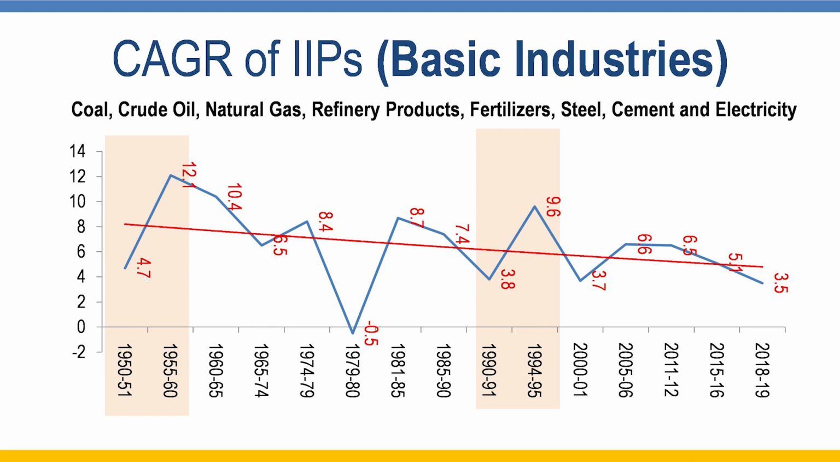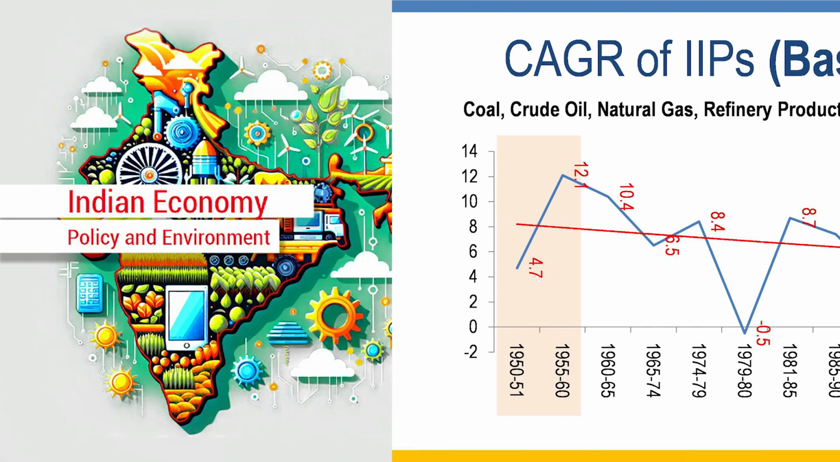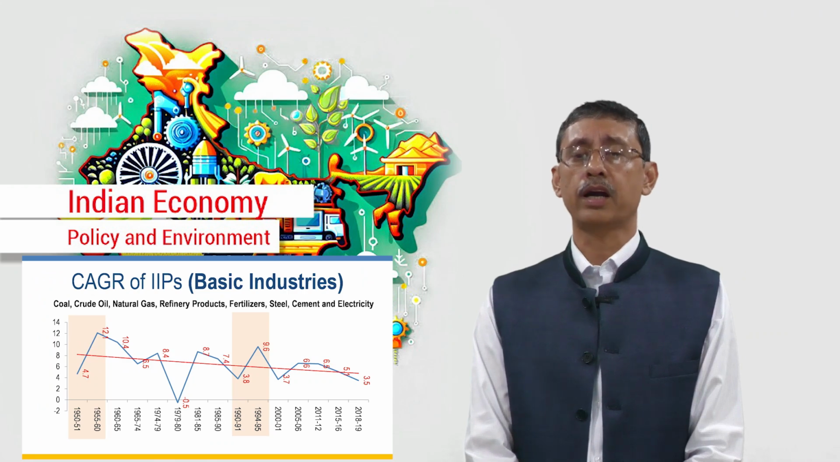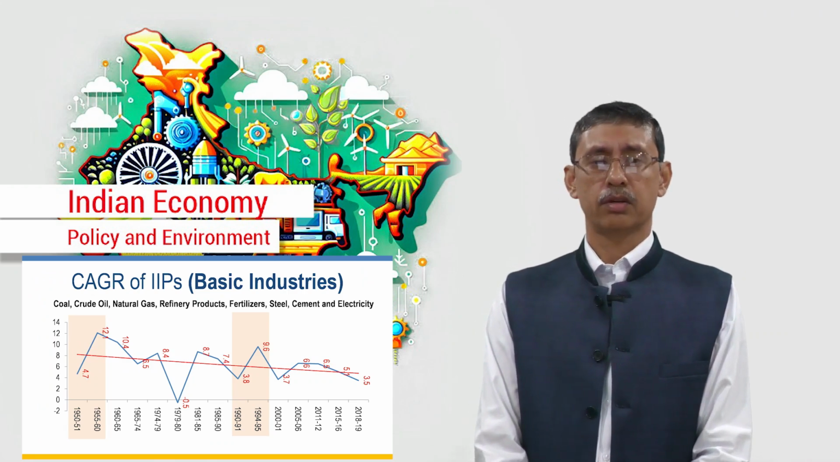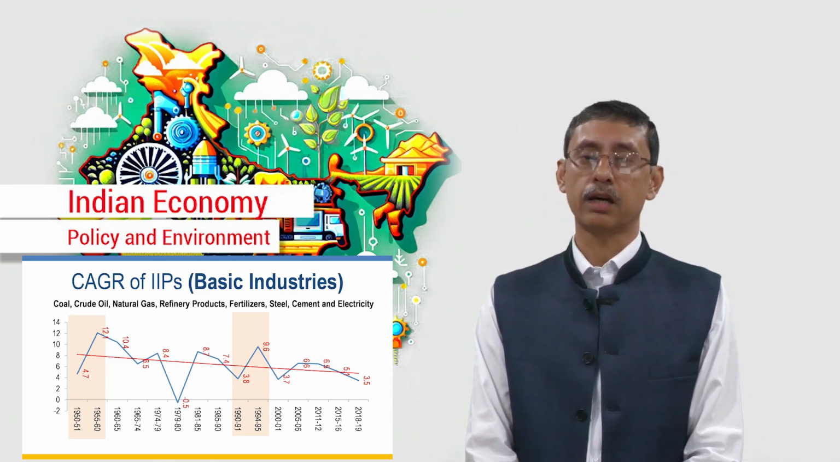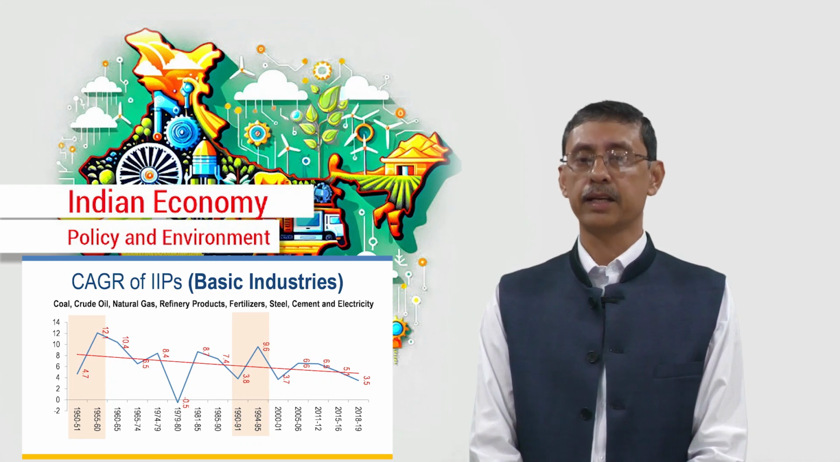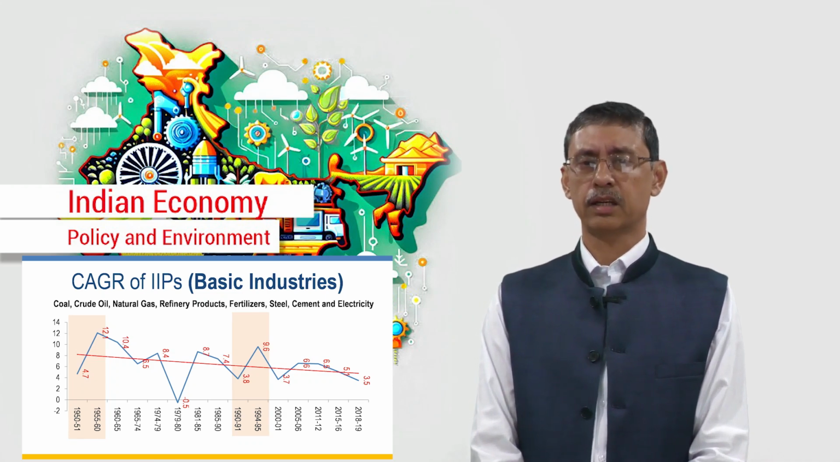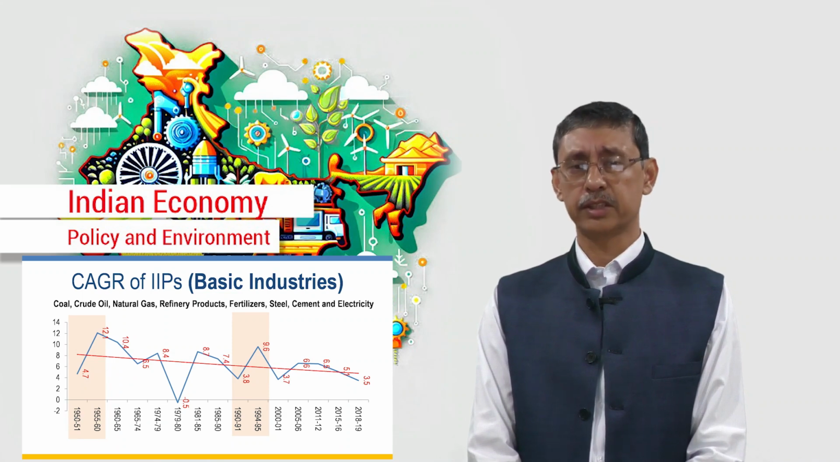So if we look at the cumulative annual growth rate of the index of industrial production during the 50s till 2020, in terms of basic industries, which include the 8 industries as I have suggested, you will get a graph like this, and the blue line gives you a slightly downward sloping graph, and the red line is indicating a trend that is declining.